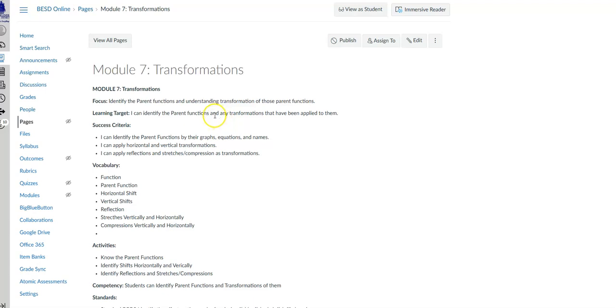Okay, still looking at Module 7. We're on day 2, though. So we're day 2 with, again, Module 7 as far as identifying parent functions and any transformations. So we're moving on to transformation parts. Our success criteria for you should be that you can apply horizontal and vertical transformations to those parent functions.